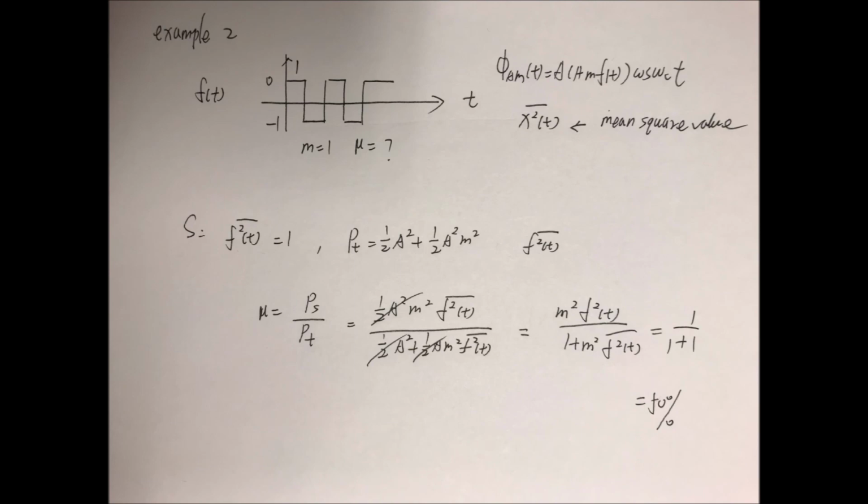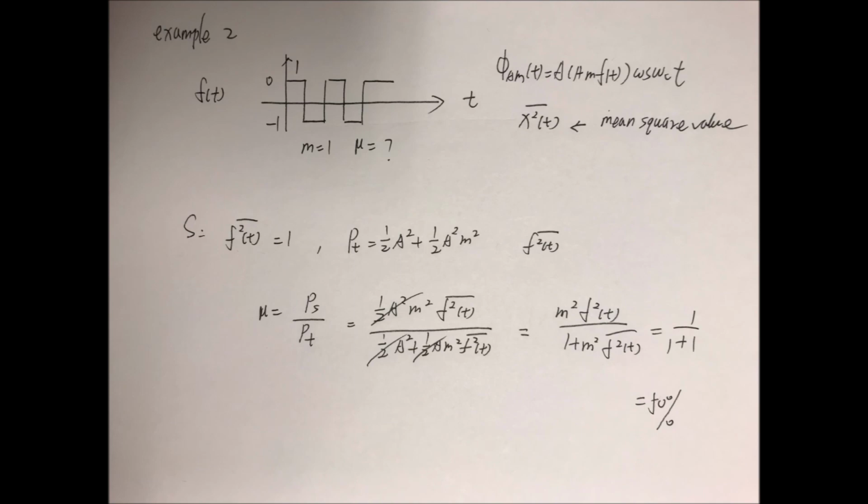Does the bar mean over that? Which one, the bar of the f? Oh, this means mean square value, also power of message. Mean square value means square, then the average.